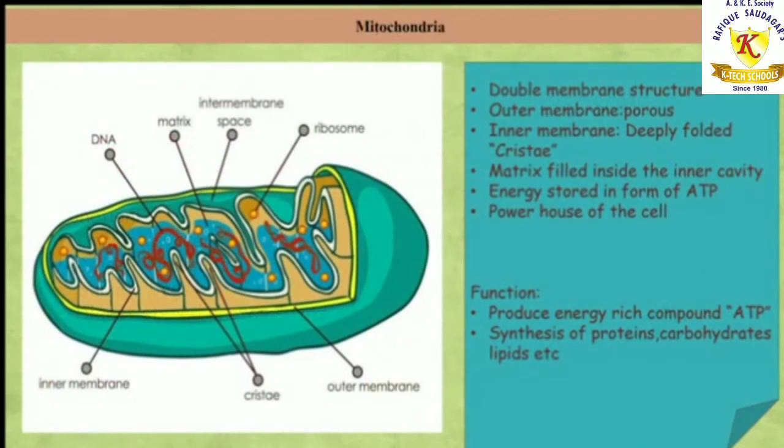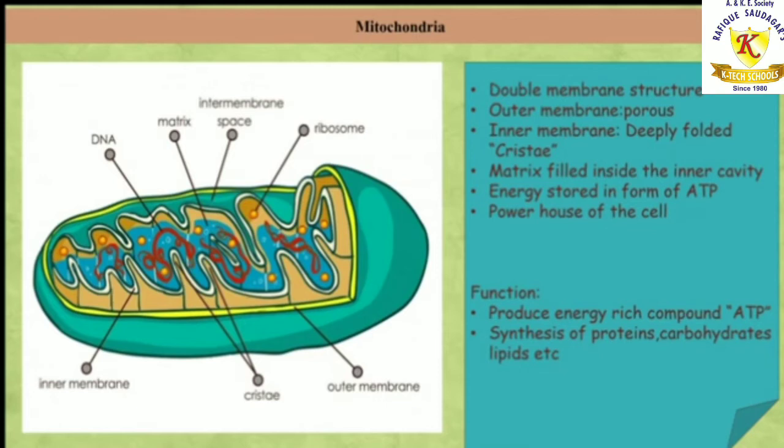Now the next one is mitochondria. Each cell requires energy, and this energy is produced in the mitochondria. Under the electron microscope, a mitochondrion is seen as a double membrane structure. The outer membrane is porous and the inner membrane is deeply folded, as you can see in the picture, children. These folds are called cristae.